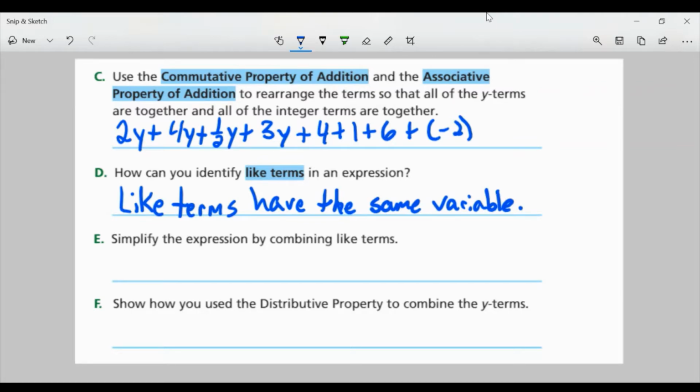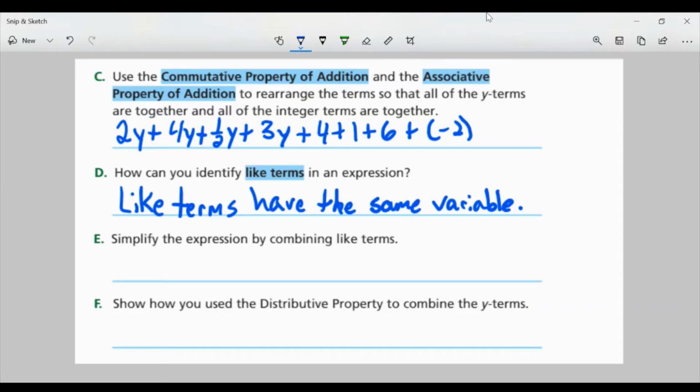Part D. How can you identify like terms in an expression? Like terms have the same variable. In our example, we have 2y, 4y, 1/2 y, and 3y. Those are the only ones that have variables, and they're all the exact same variable, just y.